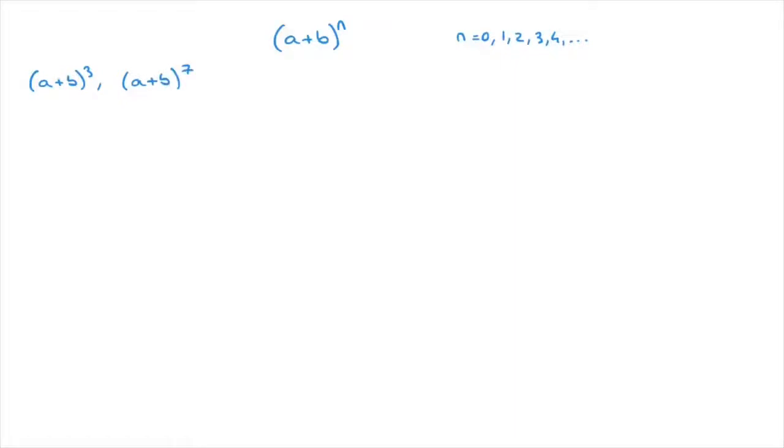The binomial expansion formula states that (a + b)^n equals the sum from r = 0 up to n of the product of the binomial coefficient nCr times a^(n-r) times b^r.